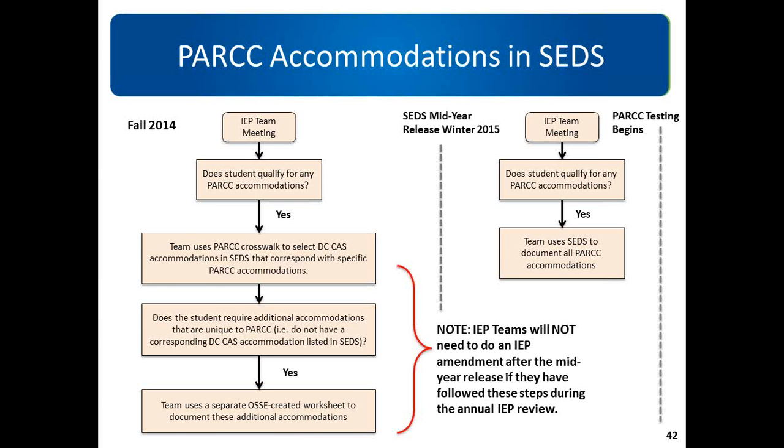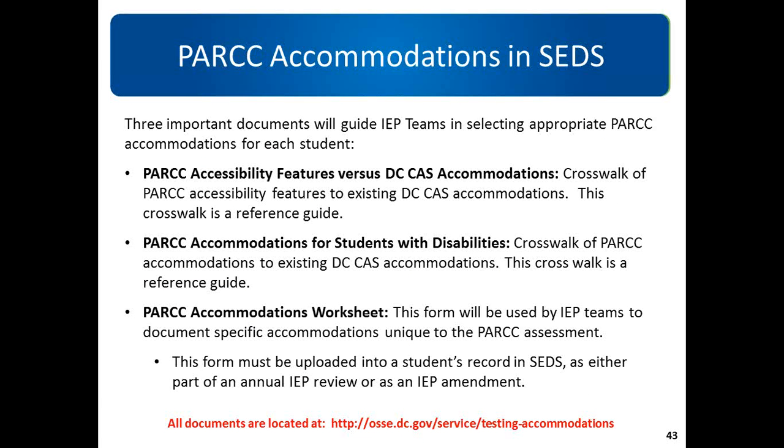The first one is the PARCC Accessibility Features crosswalk, and the second one is the PARCC Accommodations crosswalk. There's a difference between accessibility features and accommodations. Accessibility features used to be accommodations for the DC CAS, but now they are available to all students, not just students with disabilities. Any student can have them if the school decides that needs to be part of that student's personal needs profile for the assessment. Because they are accessible to everyone, they are no longer considered an accommodation, and you don't have to worry about documenting them on the IEP.